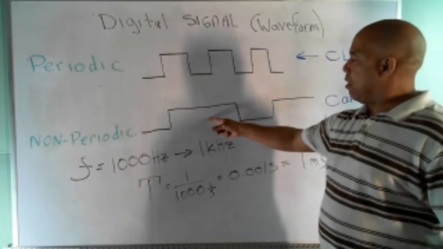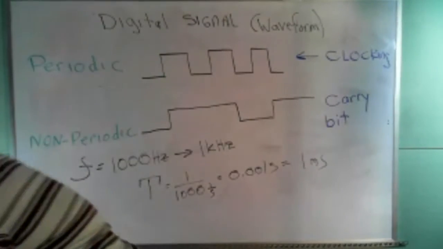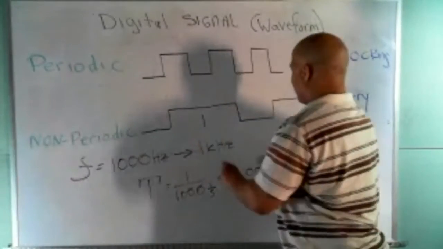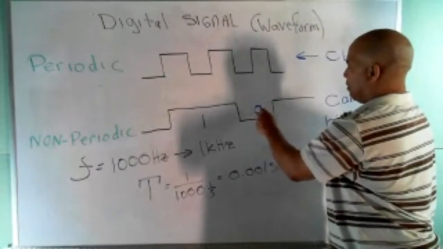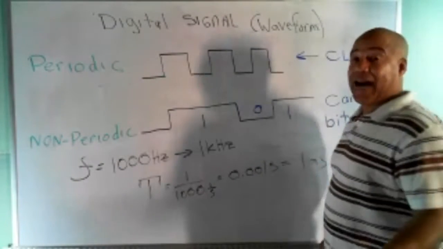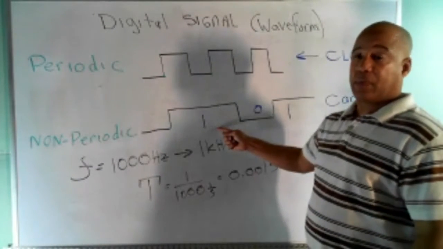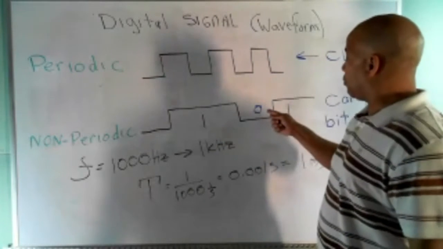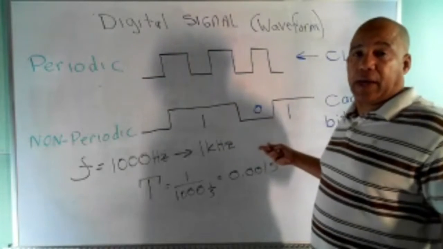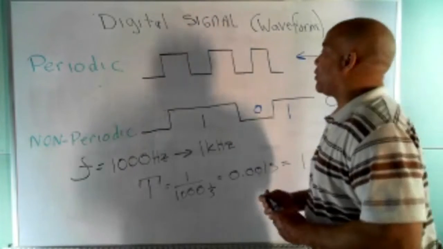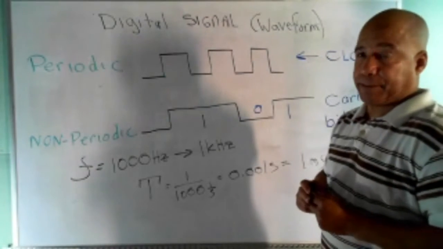This could be a 1. Maybe this is a 1. Obviously, that would be a 0, and that might be a 1. But how do you know that's not two 1s? Or how do you know that's not two zeros or three 1s? How do you know that? The answer is, that's where the clocking comes in.